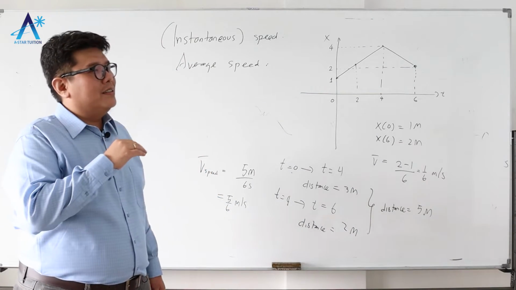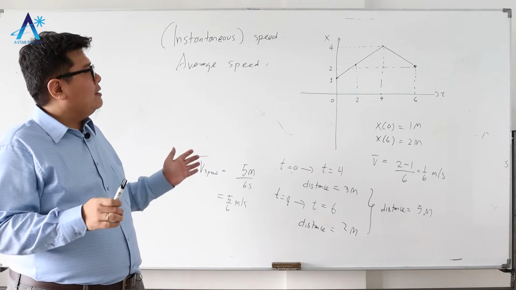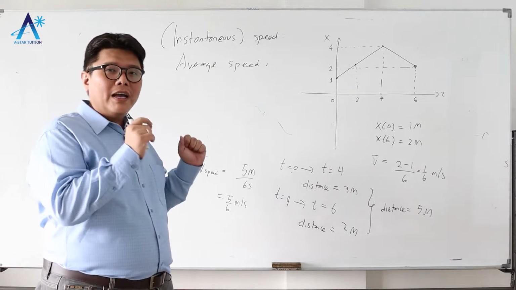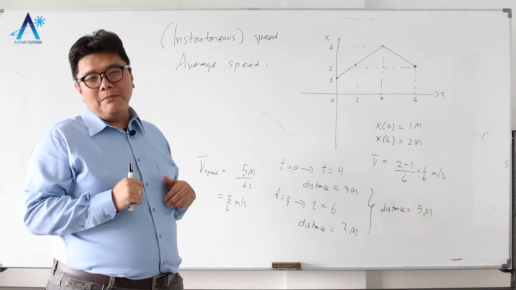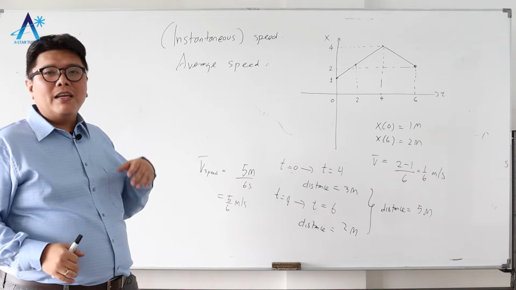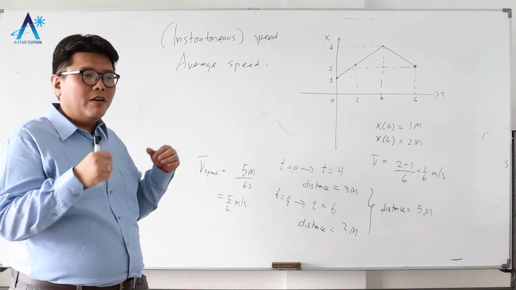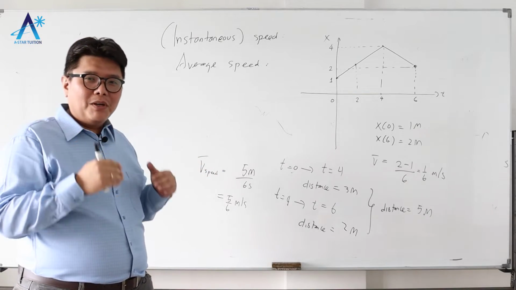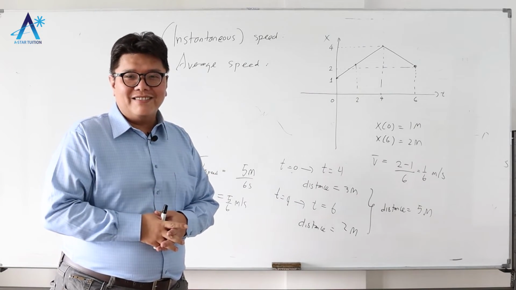So the average, again, you find for average speed, find total distance traveled over time. For average velocity, find the displacement, or a change in position per unit time, and specify the direction.